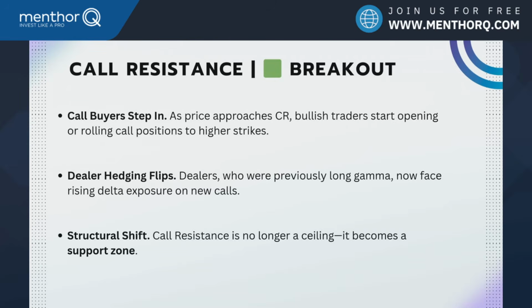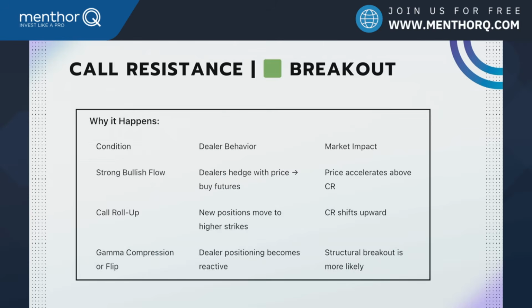We can also see a structural shift. If more call buyers or traders are now adding bets at higher strikes, the core resistance might no longer be a ceiling. It could actually become a support zone. Obviously, we can see that sometimes the price tends to retest those levels, and then, of course, it can become an inflection point. This is, again, another simplification of what could happen when we do a breakout.